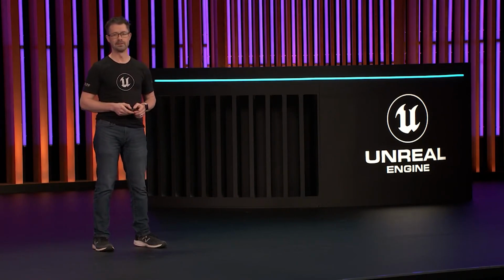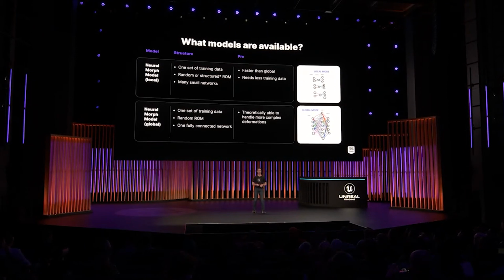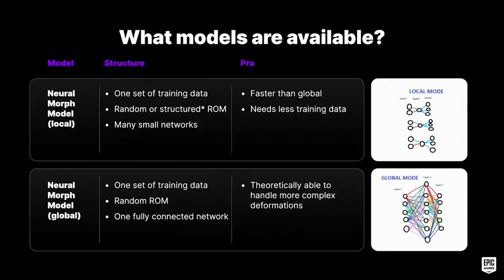So let's look in detail at the models. So firstly, the neural morph model, the local neural morph model, tries to generate morph targets while looking at each individual input. And this results in many small localized networks. The global model, on the other hand, generates a single, fully connected network.